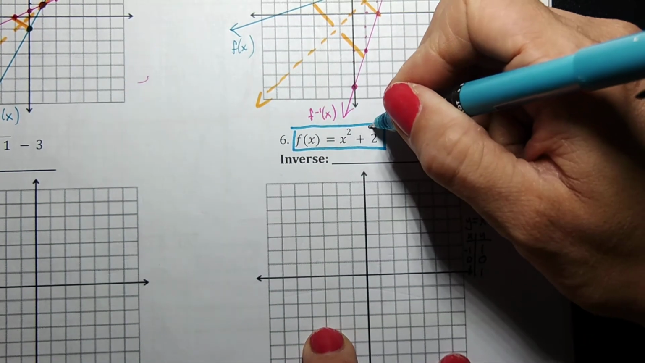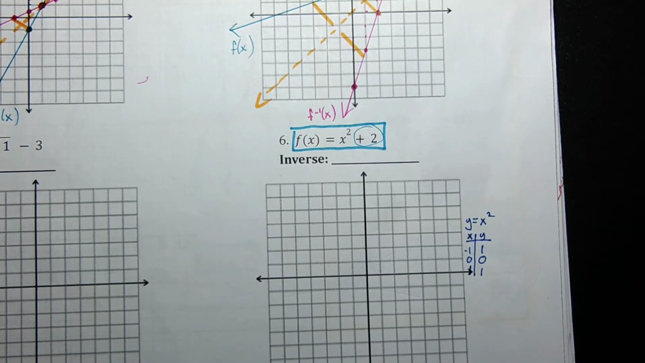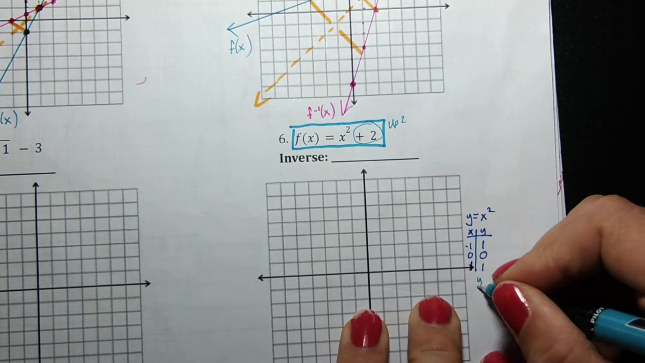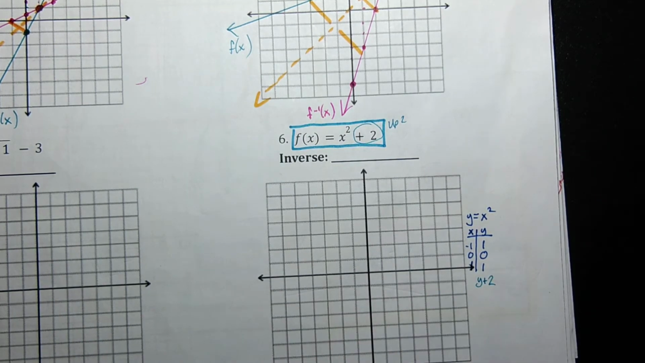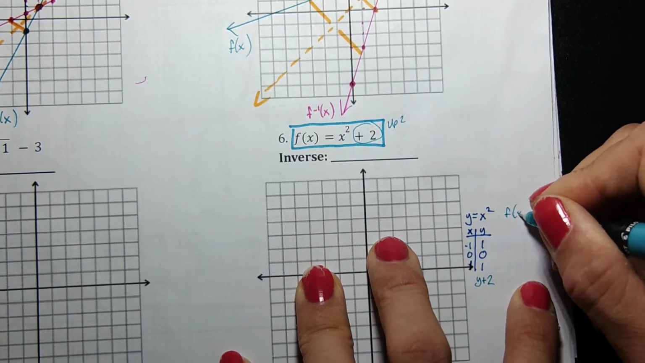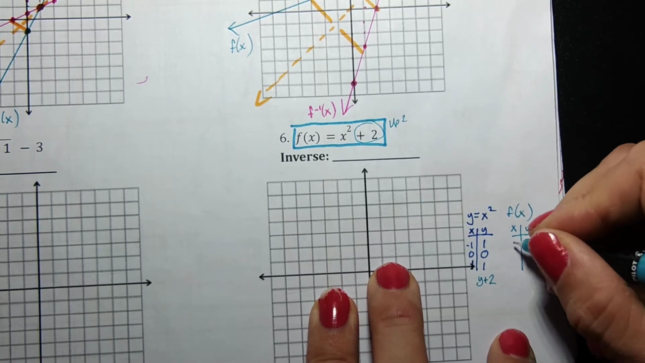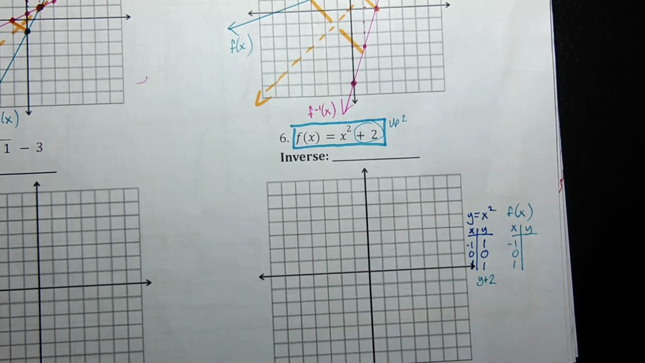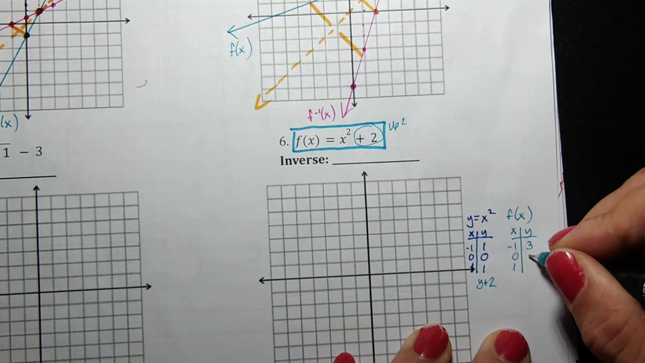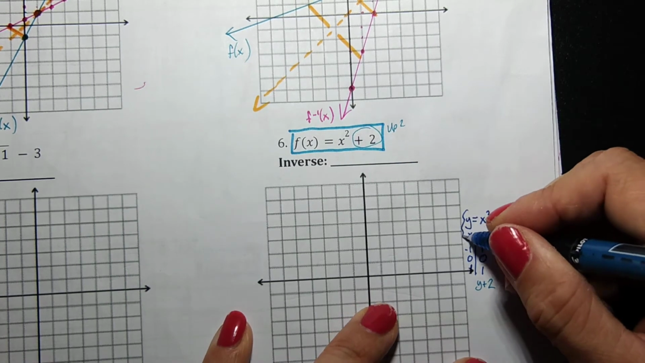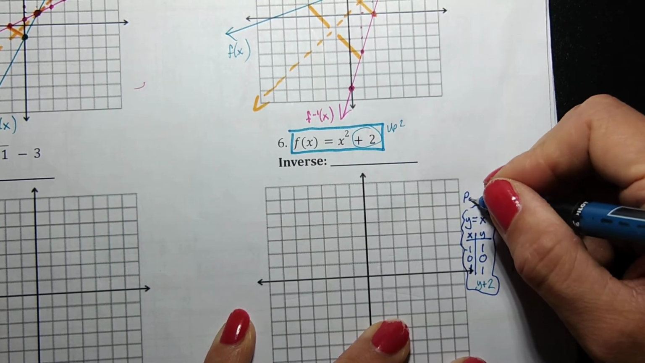So folks, what's that +2 on the outside doing to my parent function? Moving it up 2. And up 2 is going to be affecting my y values. So y +2. So my actual function, f of x, is going to have this for a table. We'll have -1, 0, and 1. Those x values stay the same. And then the y's, we're going to add 2 to all of them. So 3 and 2 and 3. So this is the parent.